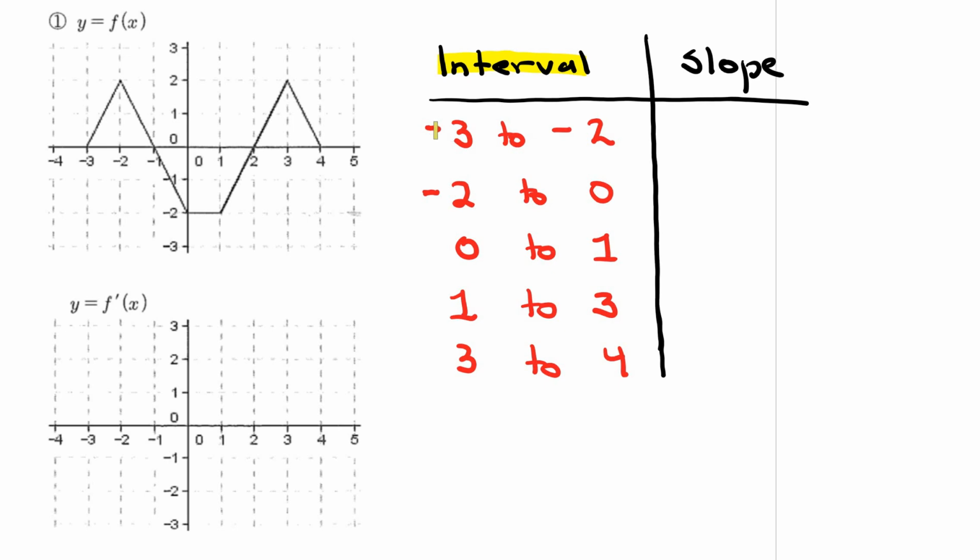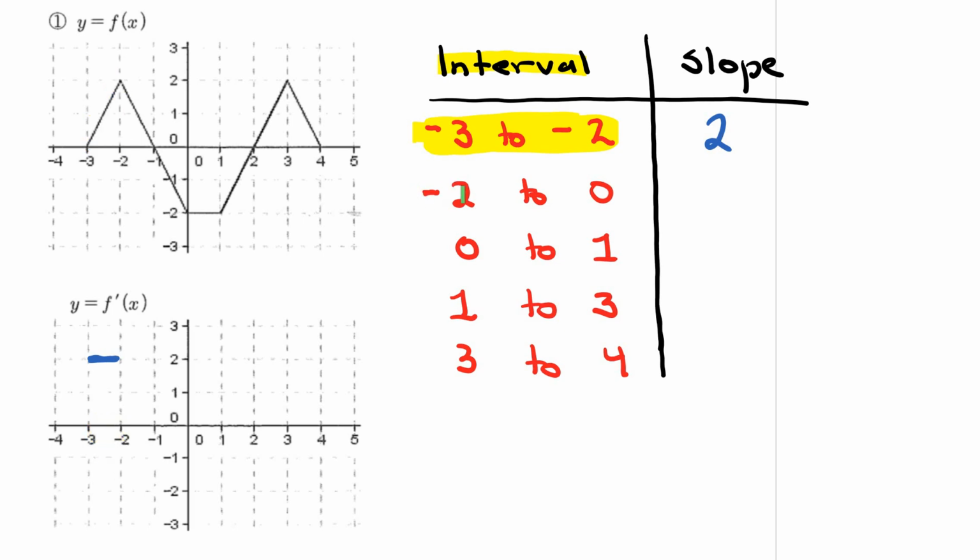If I take a look at the interval -3 to -2 on the original graph, that represents this part right here, and the question is, what is the slope of that linear line? Well, the rise is 2 and the run is 1, so the slope is going to be 2 from -3 to -2. So when sketching the derivative, this interval has a height of 2, so I just draw a horizontal line just like that. That's the first part of sketching the derivative.